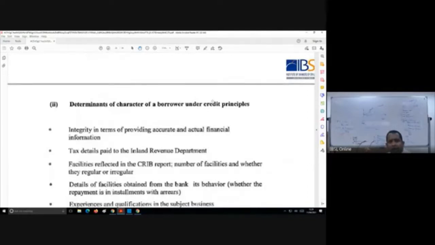Determinants of character of a borrower under credit principles. CRIB report, providing financial and tax payment details, right? Integrity in terms of providing accurate and actual financial information. Tax details paid to the Inland Revenue. Facilities reflected in the CRIB report, details of the facilities obtained from the banking sector and its behavior, whether they are paying properly.